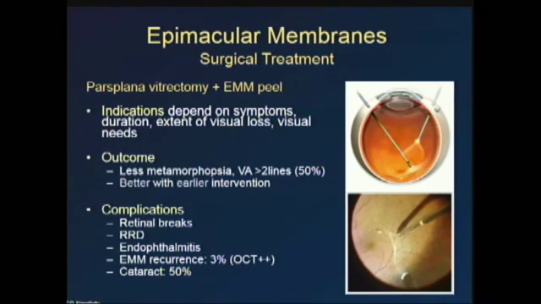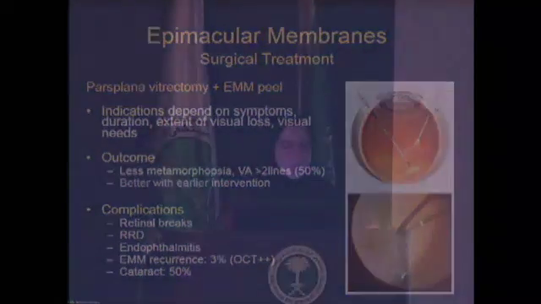Again, you go in with instruments and you clear the vitreous. You basically lift the posterior vitreous off the surface of the retina, and then with special forceps, you peel the epiretinal membrane. And most of the time, people do better. There's a visual gain, maybe by 2 or 3 lines. And the earlier you do it, the better it is.